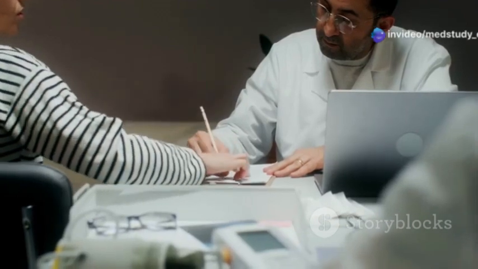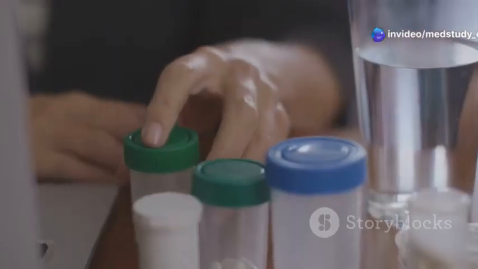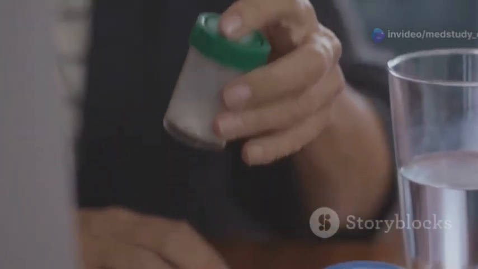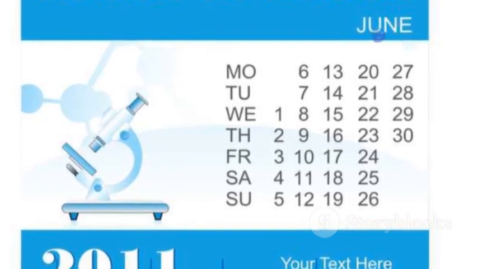Treatment approaches vary depending on the individual patient and the severity of their infection. Episodic treatment involves taking antiviral medication at the first sign of an outbreak or prodromal symptoms. This helps shorten the duration and severity of the outbreak.